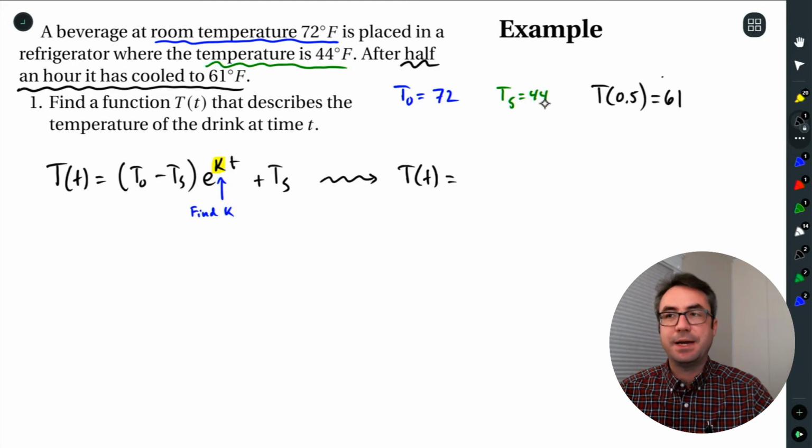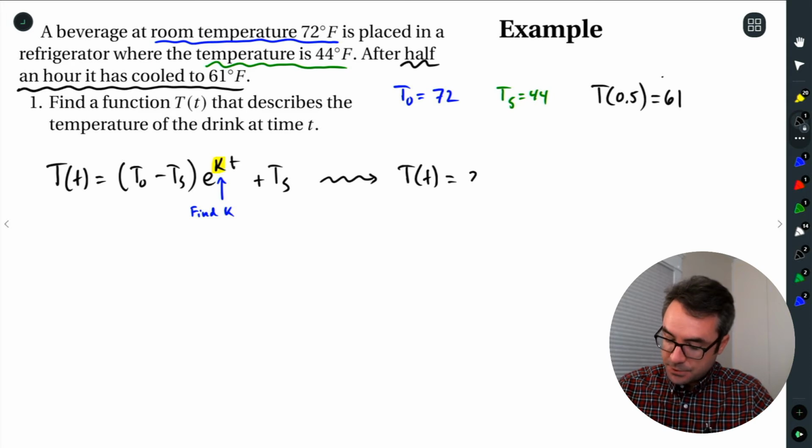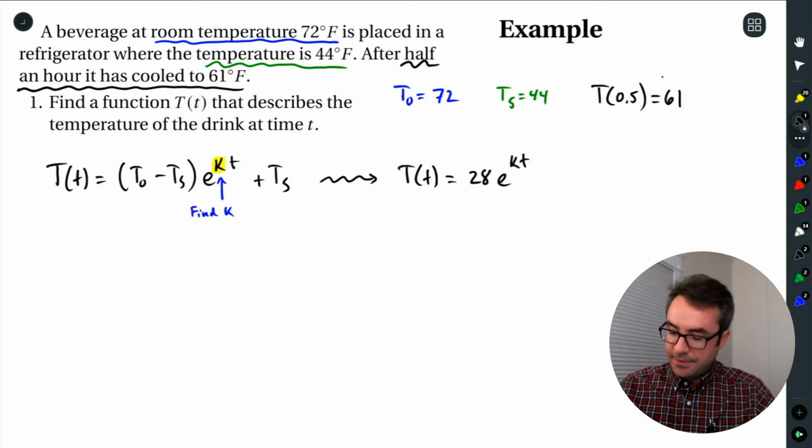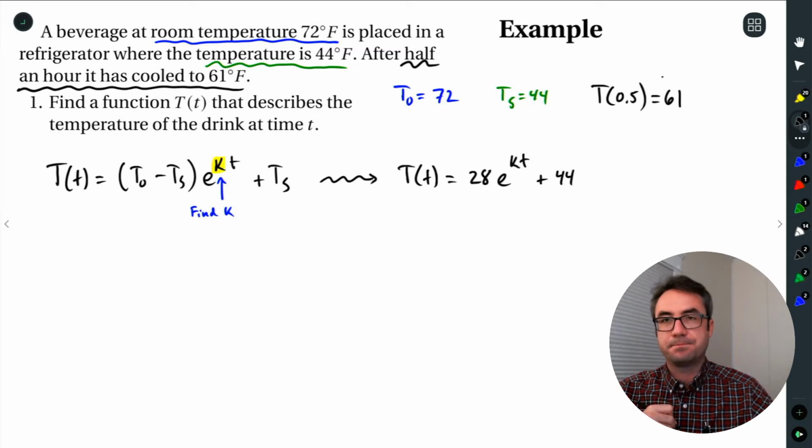So the starting temp minus the surrounding temp here, let's calculate that difference. So 72 minus 44 is what? 28. So we're going to have 28. So that's the starting difference here. Then times our exponential function, e raised to the k times t. And then plus our surrounding temp, which is 44. All right, so this is our temperature function so far with these two pieces filled in.